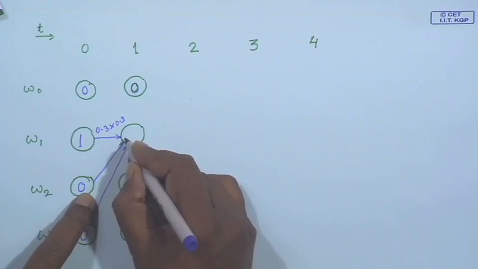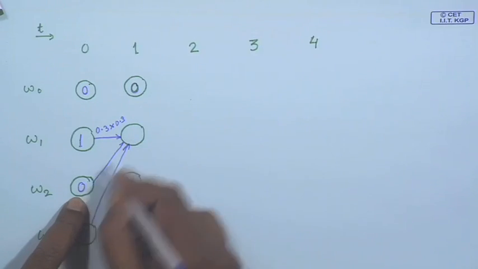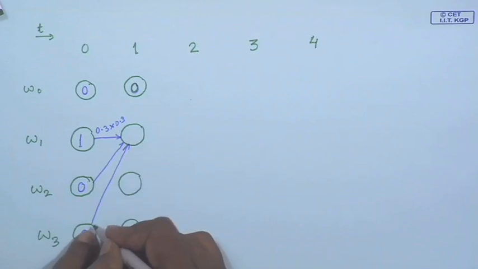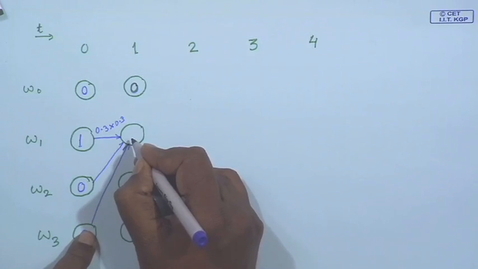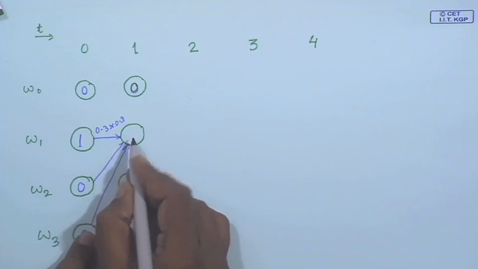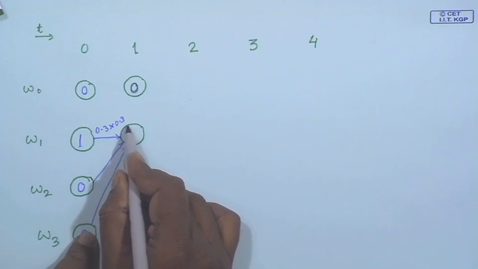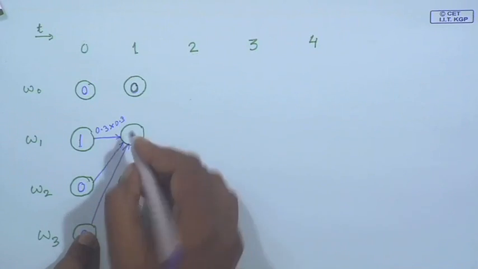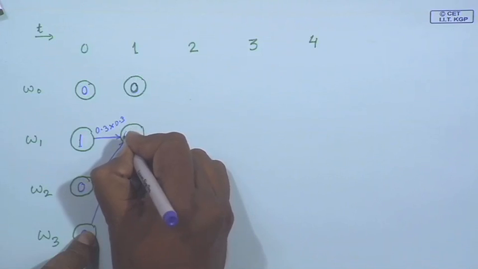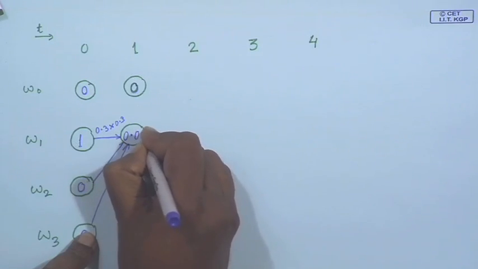If you come from here, this probability is 0, so the contribution to this will be 0. This probability is 0, so the contribution to this will be equal to 0. So, the value of this alpha 1 1 will be 0.09.